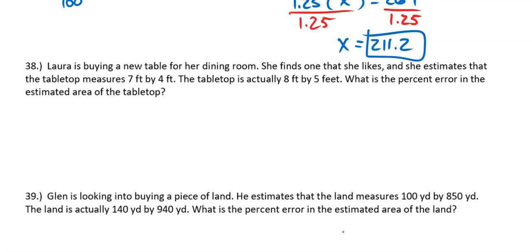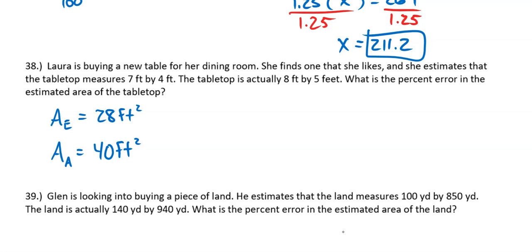And so if I look at the area of what she estimated, her estimated area was 7 by 4, so it's 28 square feet. We just multiply those. Okay, that's how we find the area of a rectangle. The actual area was 8 feet by 5 feet, so if I multiply those, that's 40 square feet.